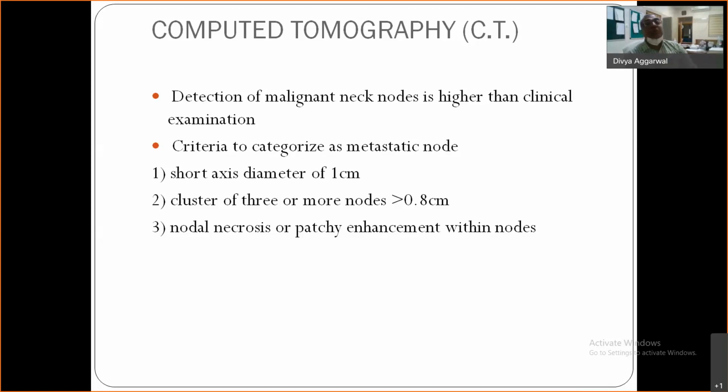The criteria was that more than 1 centimeter in the nodes or more than 1.5 centimeter in the upper jugulodigastric nodes, and then round shape, and then central necrosis, and then enhanced rim. Now Scott Brown says that these are the criteria to categorize it as a metastatic neck node. That is, the short axis diameter should be at least 1 centimeter, cluster of 3 or more nodes greater than 0.8 centimeter, and nodal necrosis or patchy enhancements within the nodes. This is the criteria for categorizing a neck node as malignant neck node on CT scan.